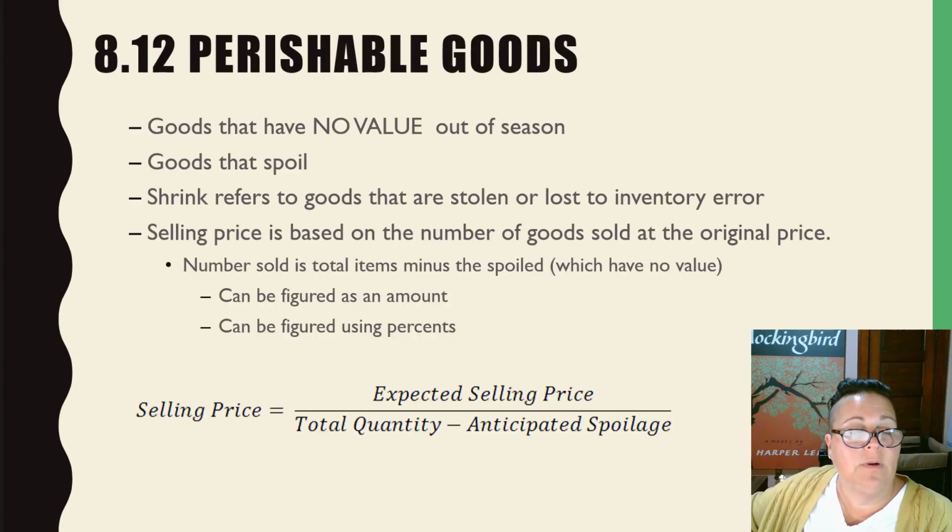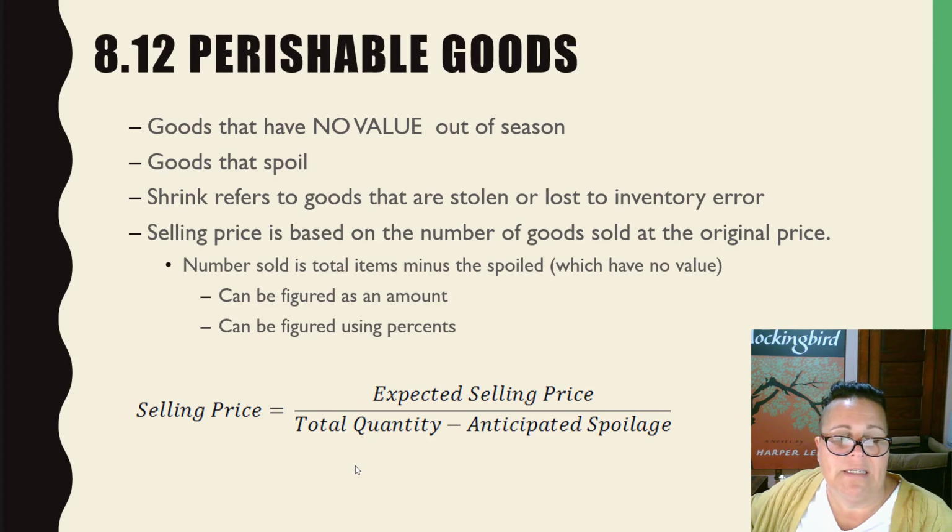All right, so we're going to take a look at perishable goods. Perishable goods are goods that have no value out of a season or goods that spoil for some reason. We can also include in this formula items that experience shrink. Shrink refers to goods that are lost or stolen. Lost oftentimes refers to some sort of inventory error where we can't actually say that there was theft, but there could be a discrepancy, either major or minor.